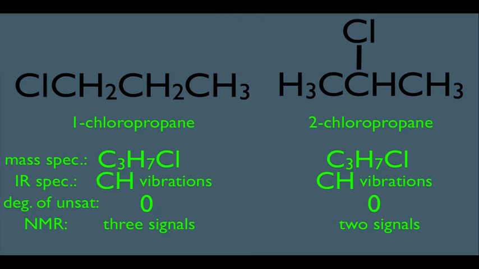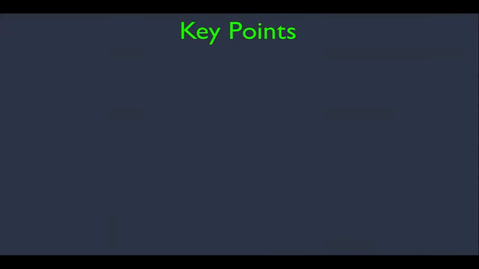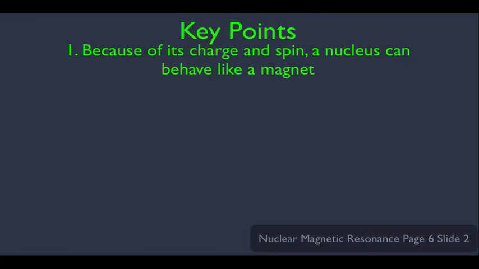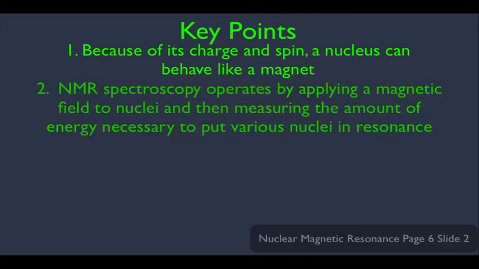So let's pull it all together here. What have we learned? All right, here are our key points. Remember, number 1, because of its charge and spin, a nucleus can behave like a magnet. That's very central. We saw that. Number 2, NMR spectroscopy operates by applying a magnetic field to nuclei and then measuring the amount of energy necessary to put various nuclei in resonance. That's key. That's the whole chapter right there, the essence of it.